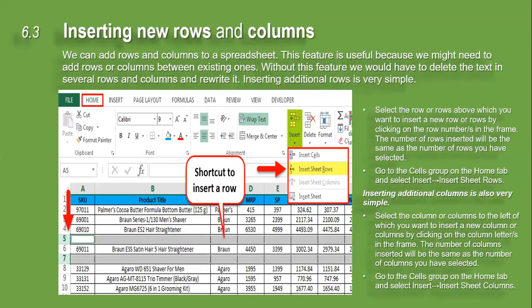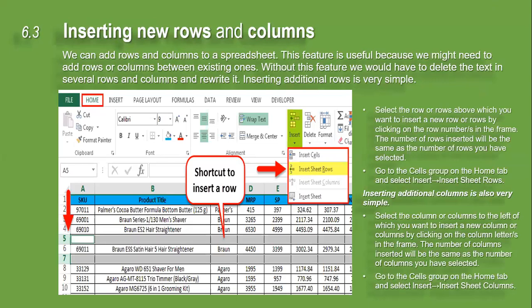Now I'll be showing you inserting new rows and columns. We can add new rows and columns to a spreadsheet. This feature is useful because we might need to add rows or columns between existing ones. Without this feature, we would have to delete the text in several rows and columns and rewrite them again. Inserting additional rows is very simple.